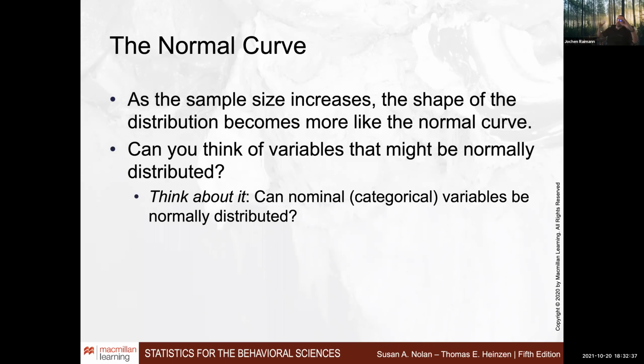That means it's more likely to have a normal distribution. So many physiological parameters are basically normally distributed. Keep that in mind when you think of examples for normal distributions. Other examples, and this is what is shown here. So continuous variables are more likely to be normally distributed.